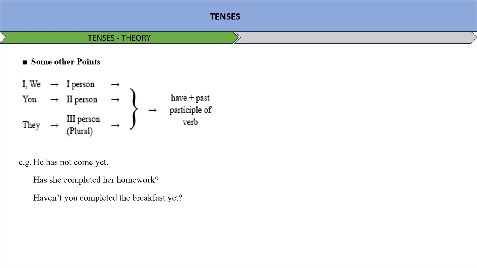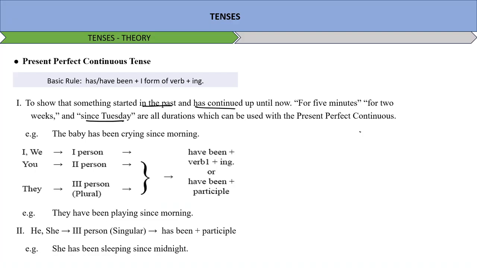Okay. Present perfect continuous is used to show something that started in the past and has continued up until now. For 5 minutes, for 2 weeks, since Tuesday are all durations which can be used with the present perfect continuous. The baby has been crying since morning, which means today morning, present morning. Again, with first person singular and plural, second person singular and plural, and third person plural, have been plus ing is used. They have been playing since morning.